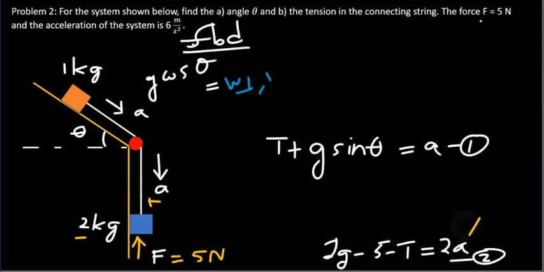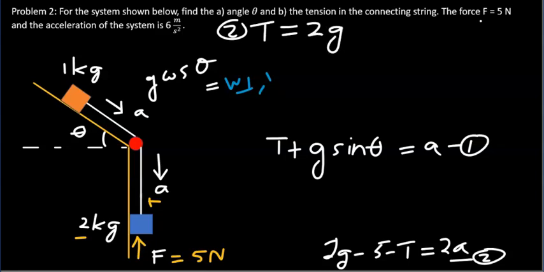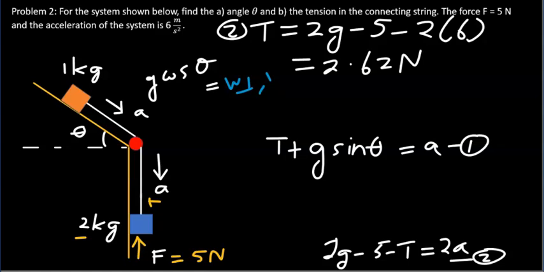Note that we already know what acceleration is. It's 6 meters per second squared. So we can use equation 2 to get the tension first. From equation 2, tension equals 2 times gravity minus 5 minus 2 times acceleration, which is 6. And you get tension to be 2.62 newtons. Substituting this value in equation 1, we can find theta.